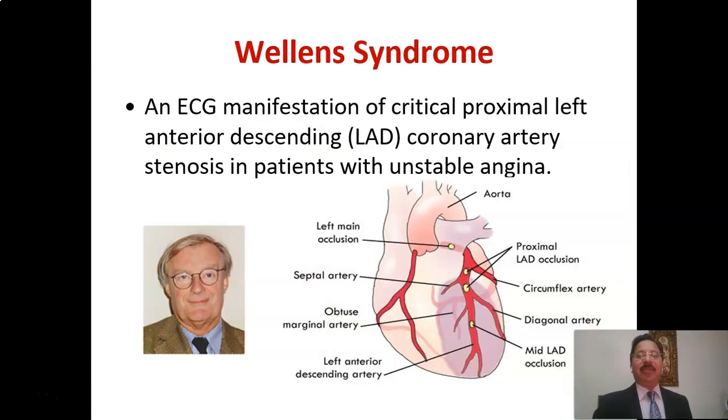So this was Wellens syndrome. This is the ECG manifestation of critical proximal left anterior descending coronary artery stenosis in patients with unstable angina. So you see how critical that is. If you send this patient home, the chances are that the patient might turn up brought dead or maybe die at home, or maybe with some more extensive myocardial infarction. So that house officer is a real hero.